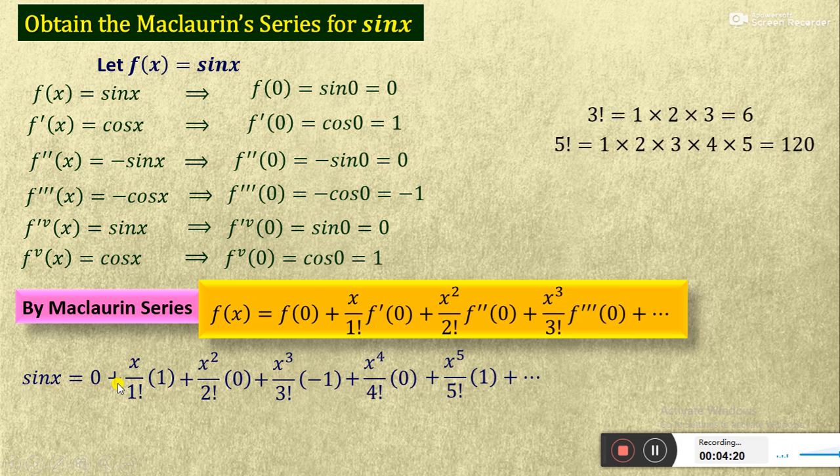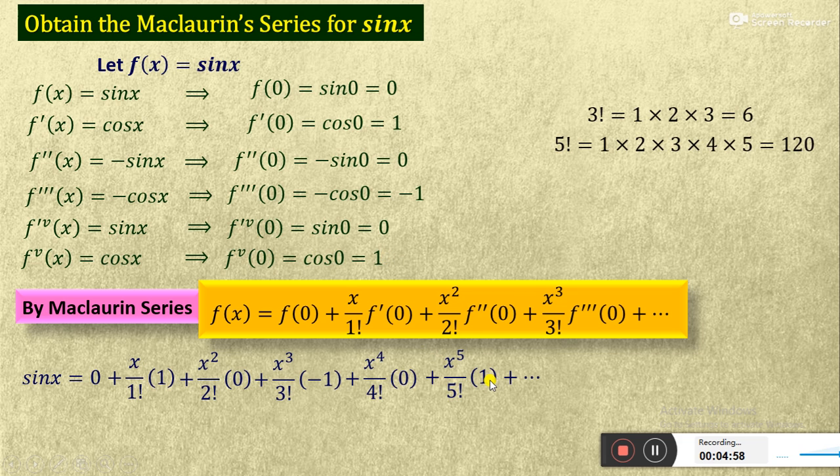So I substitute here 0 plus x by 1 factorial into f dash of 0. F dash of 0 is 1. So into 1 plus x square by 2 factorial into f double dash of 0. F double dash of 0 is 0. So x square by 2 factorial into 0 plus x cube by 3 factorial into f triple dash of 0. F triple dash of 0 is minus 1. So next x power 4 factorial into f fourth dash, which is 0. Again x power 5 factorial into f fifth dash of 0 is 1.